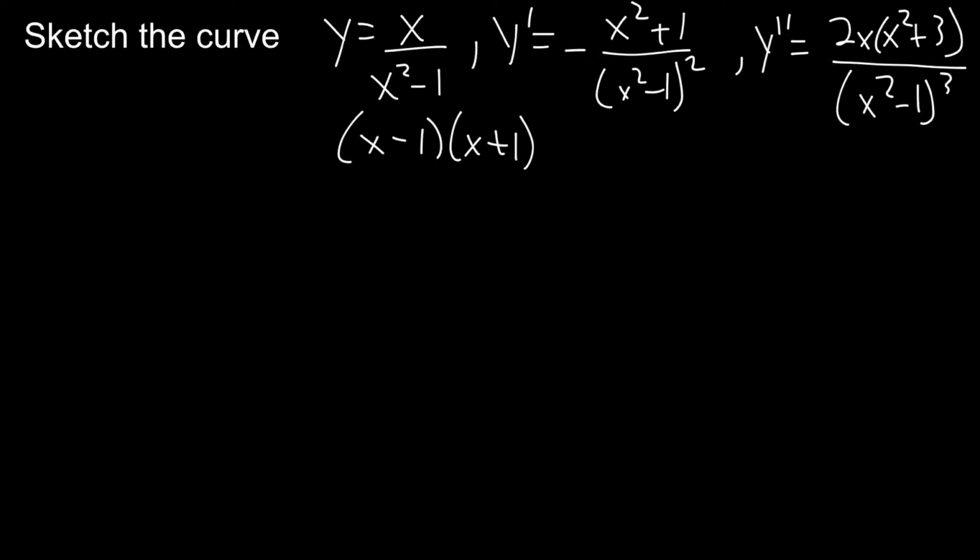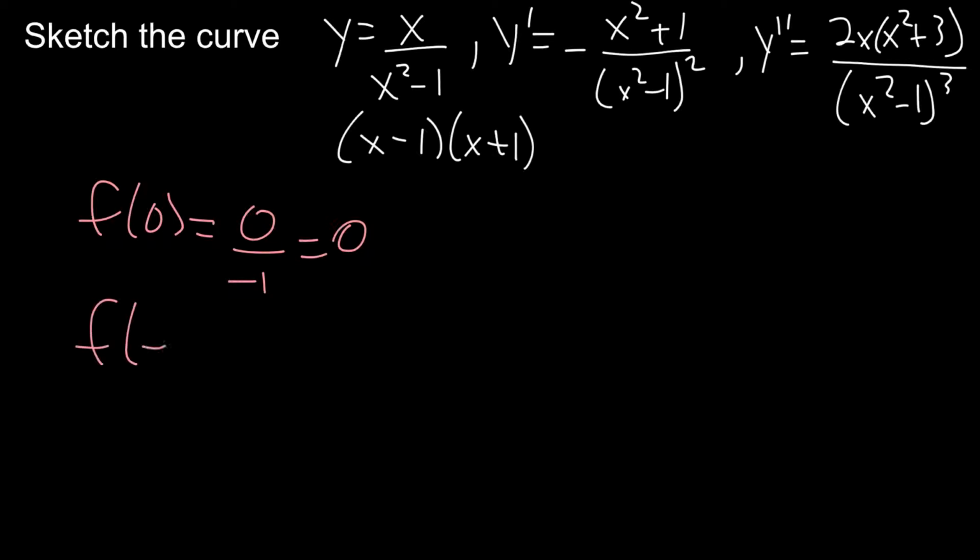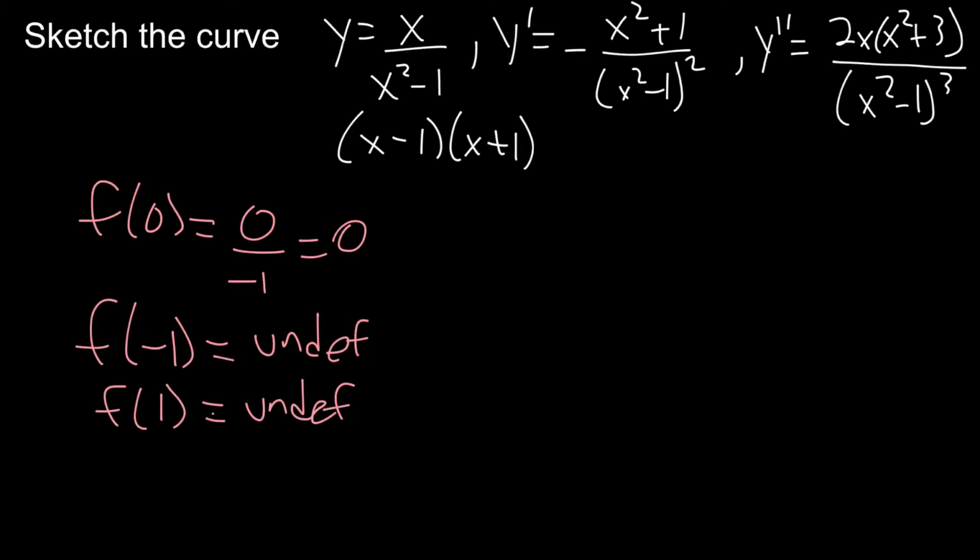Now, we're going to go ahead and evaluate the function at a few points. f of 0 will be 0 over minus 1, which is 0. So we'll get both an x and y intercept at the point (0, 0). Now, if we were to try and evaluate f of minus 1, we would find that the function is undefined, and f of 1 would also be undefined. Both of these will be vertical asymptotes.